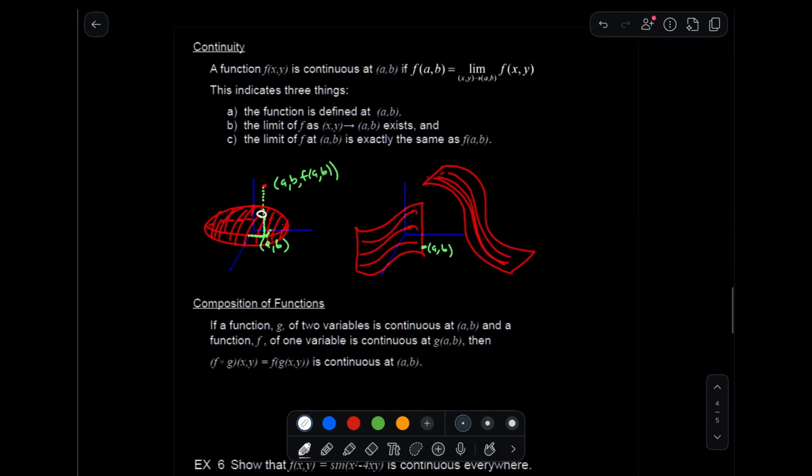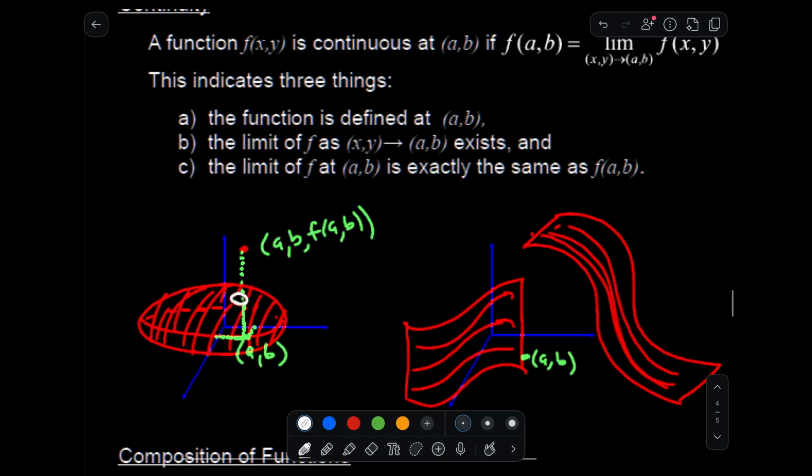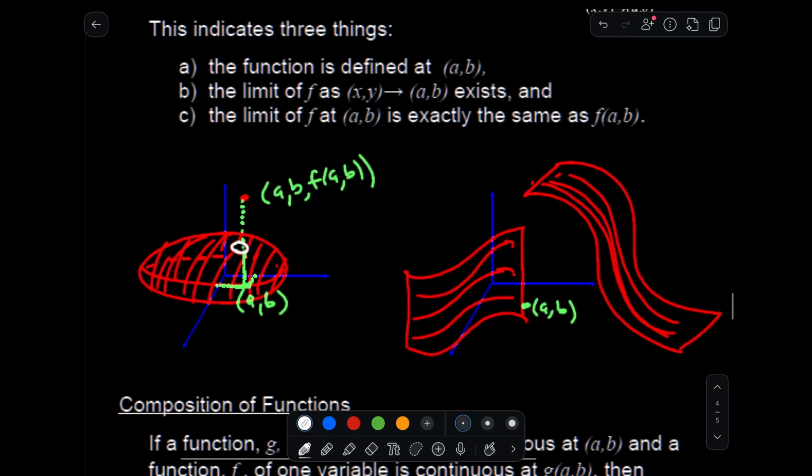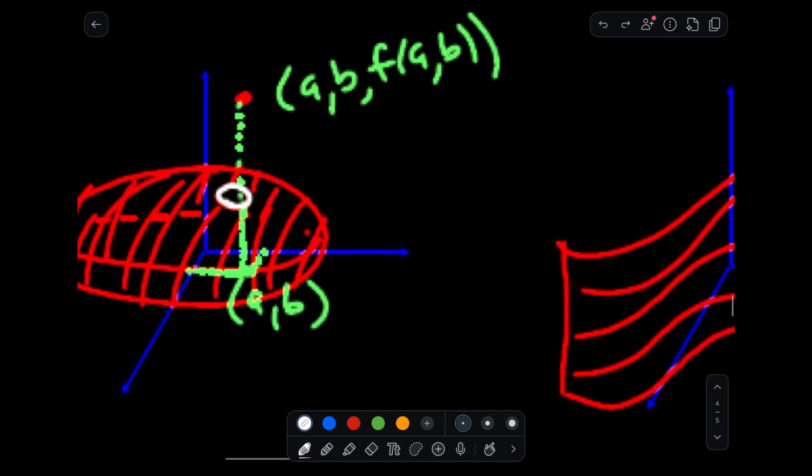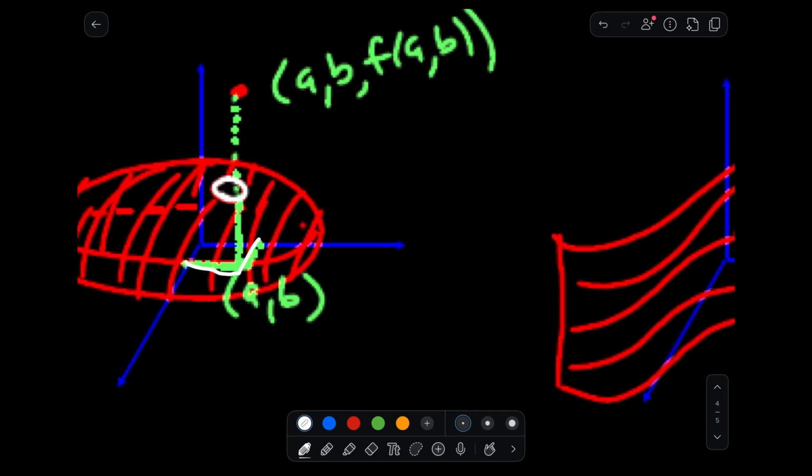And one last thing for this section is going over continuity for multivariable functions. Like we mentioned at the beginning, if the limit is defined and the actual value is defined at a specific point, then the limit exists and that function is continuous at that point. And these rules still apply here, right? Like for example, right here, this point exists in 2D space, just extend it up into 3D.